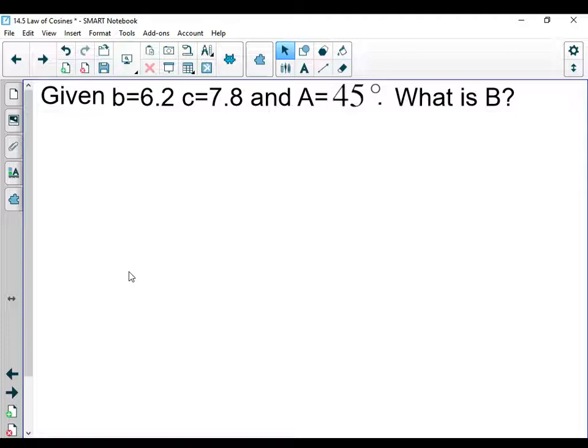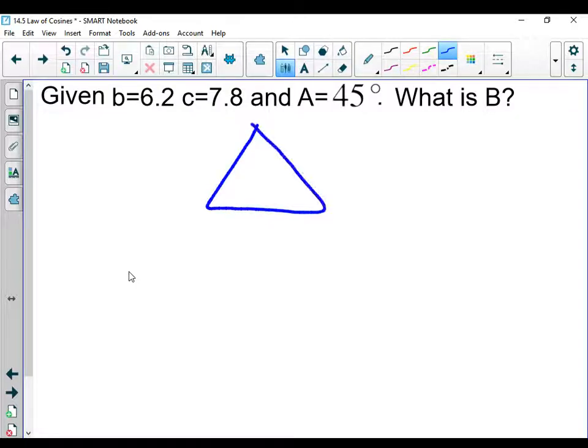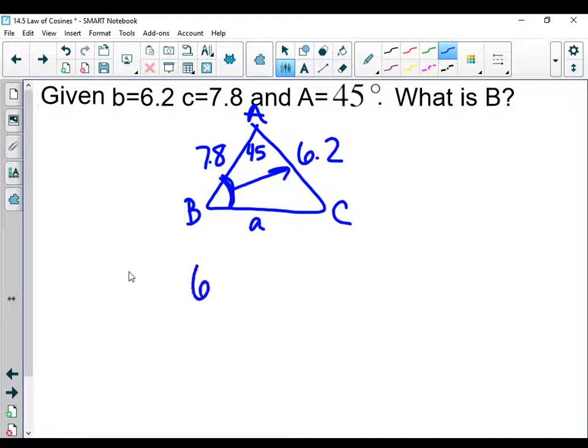All right, let's check this one out. So we're gonna set up our triangle. I'm a visual person, so I need it to be where I can see it. Okay. And they want to know what angle B is. So I know that its opposing side is 6.2. So I'm going to go ahead and put in the 6.2.